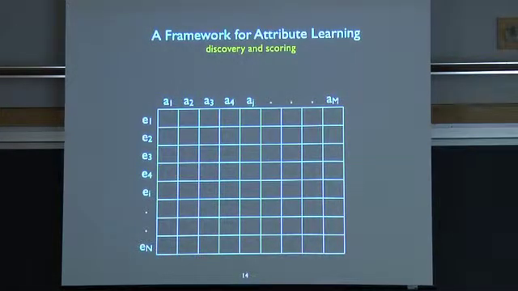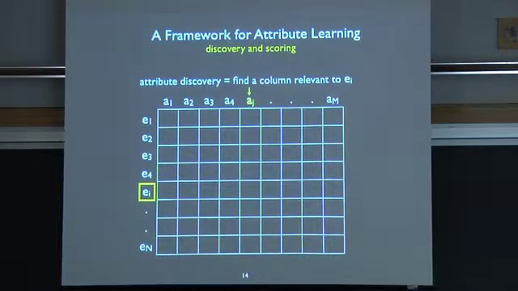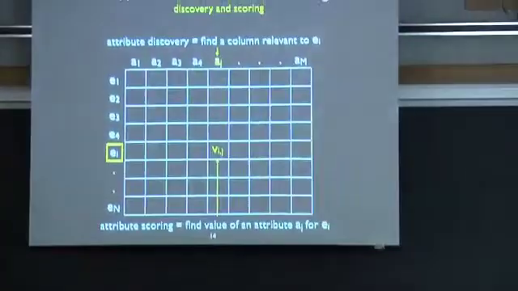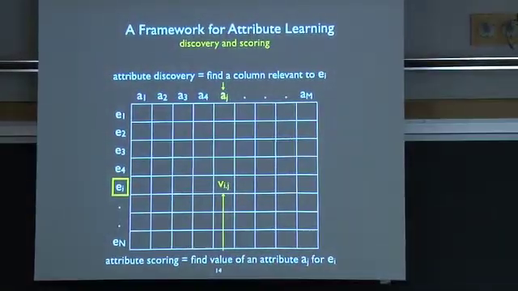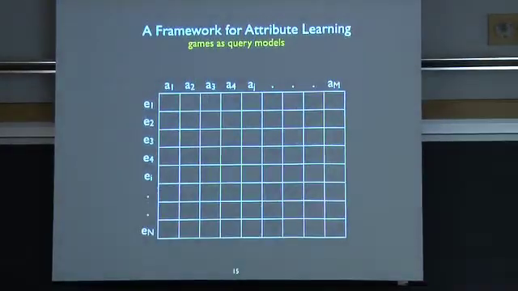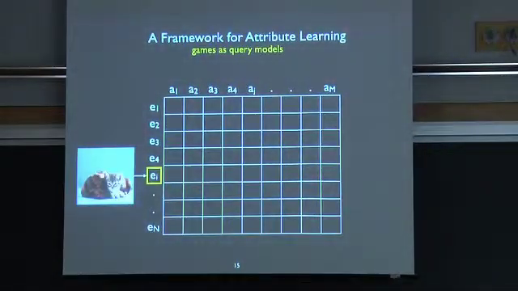There are actually two problems within attribute learning. One is, if you're given an entity, you want to find the columns that are relevant to the entity. So for example, if the entities are images, then an attribute like loud might not be relevant. And the other problem is attribute scoring. We would like to find the value for an attribute for a particular entity. And you can think about games as a particular query model for you to access this matrix and edit it.